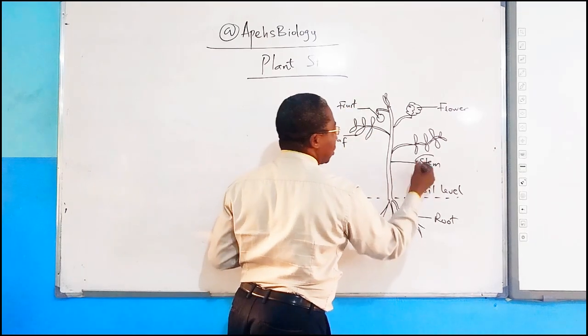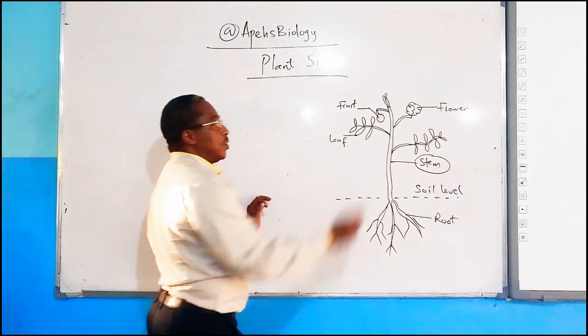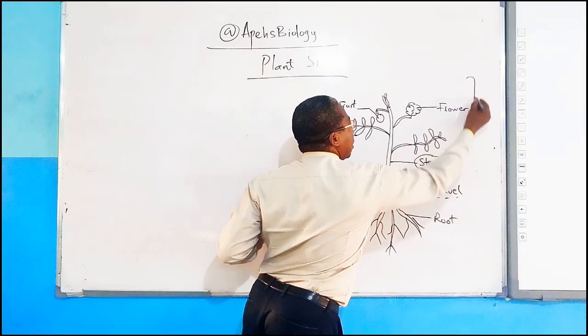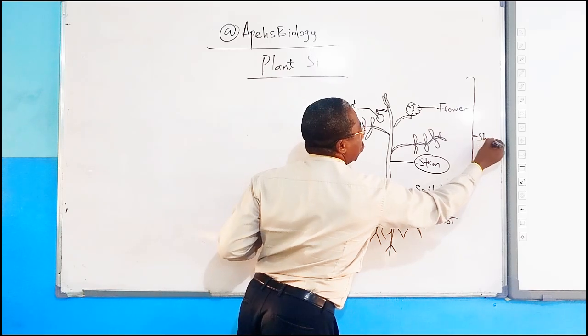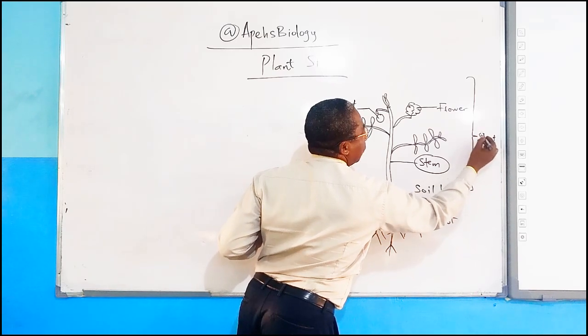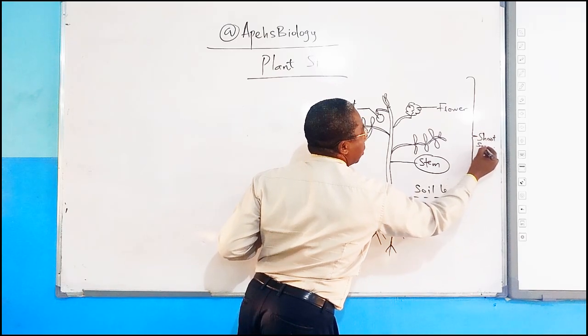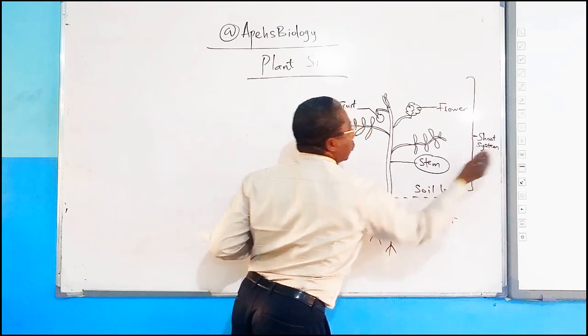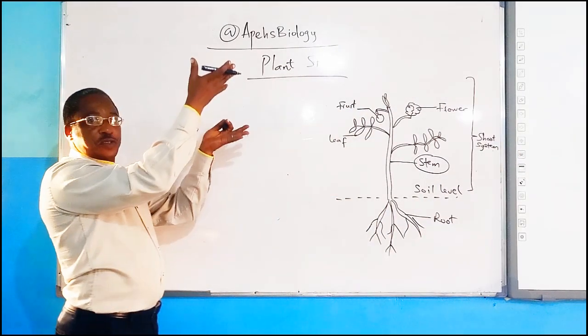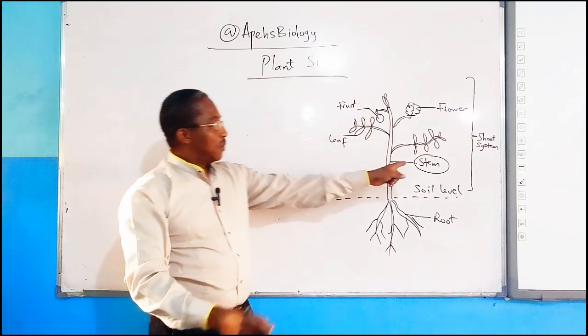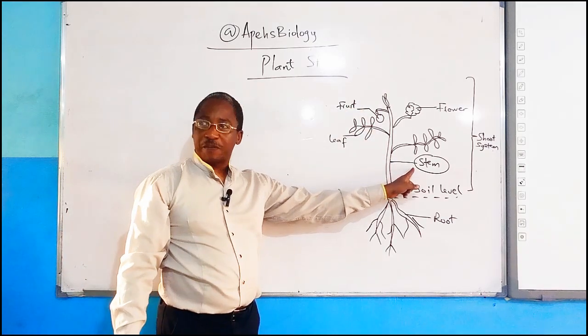So our focus is on the stem. Everything from here down like this is called the shoot system. The shoot system. So that I don't get confused, the shoot system is that part of the plant that grows above the soil. And it is the shoot system that is composed of the stem.